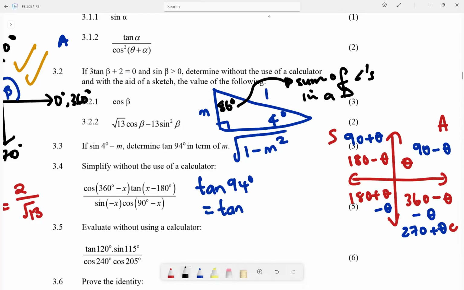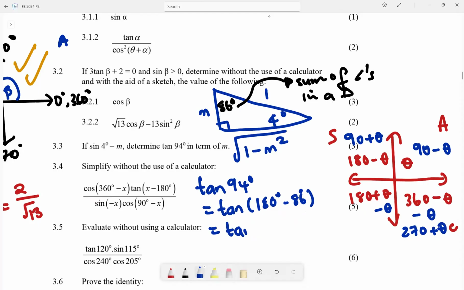Good. Then you can say this is tan what? 180 minus 94. Can you see now? You're going to get how much? 180 minus 94, you get tan 86 degrees. Oh, sorry. What angle minus what angle? 180 minus what angle should give me 94? You can say 180 minus 94, it will give you 86 degrees.